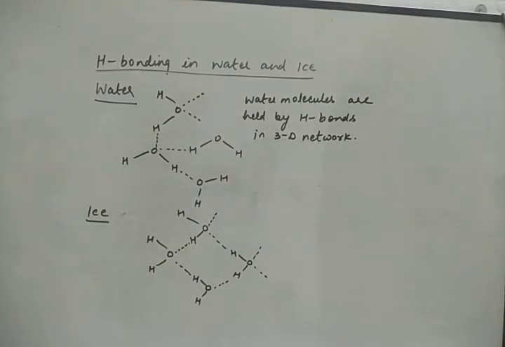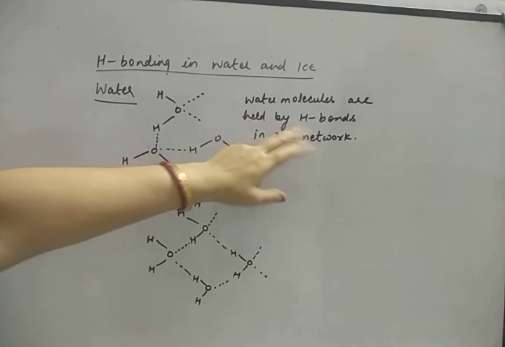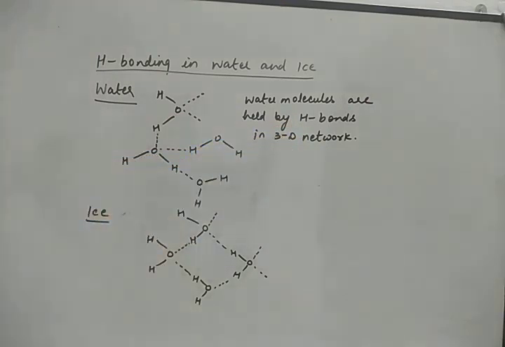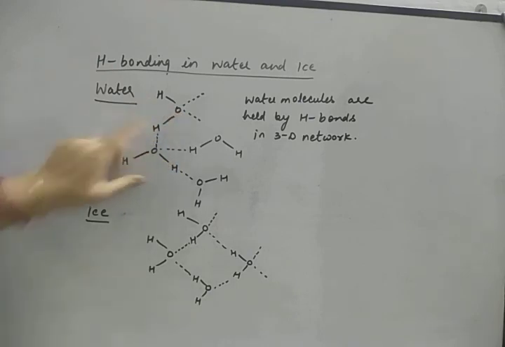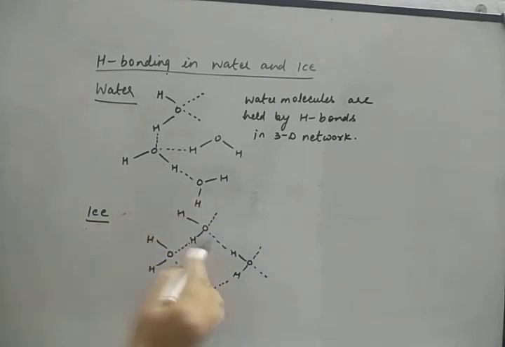In water, in liquid state, the water molecules are held by hydrogen bonds in a 3D network. So you can see a 3D network is there. Each oxygen is making two types of bonds. Two are normal covalent bonds and these two are hydrogen bonds. But what happens when water is changed to ice? Ice means it is the solid state of water. Now the molecules are frozen here, so the molecules will not move.